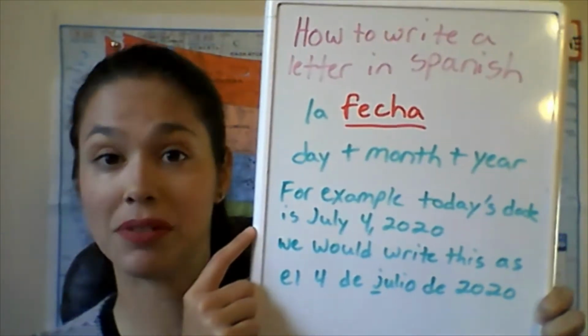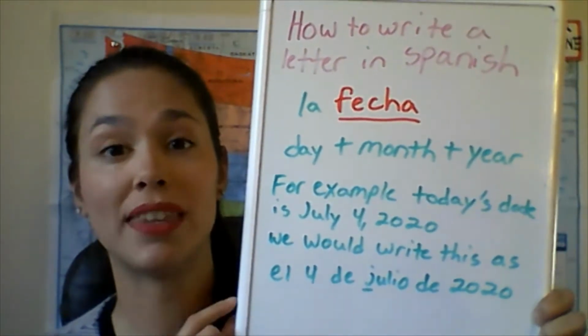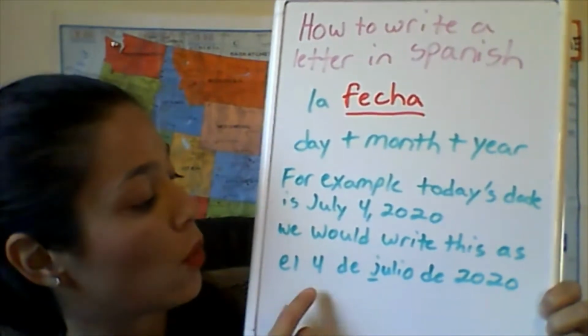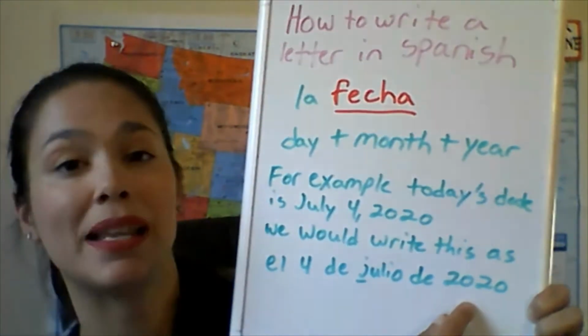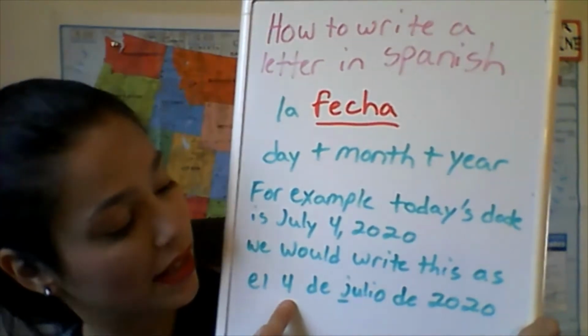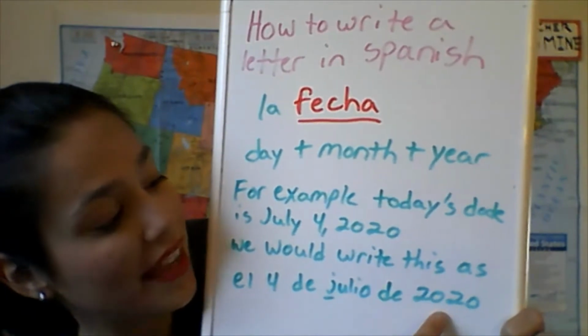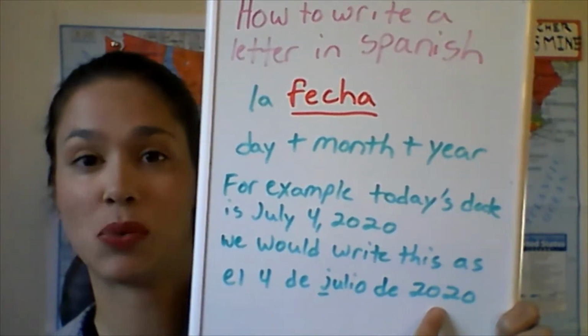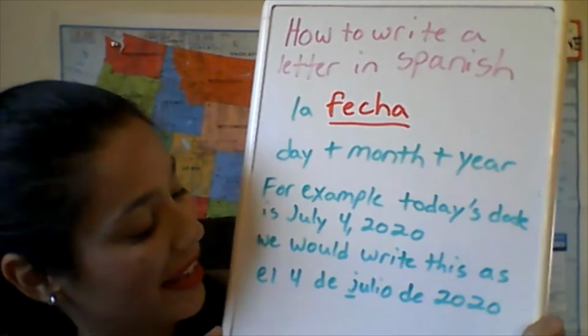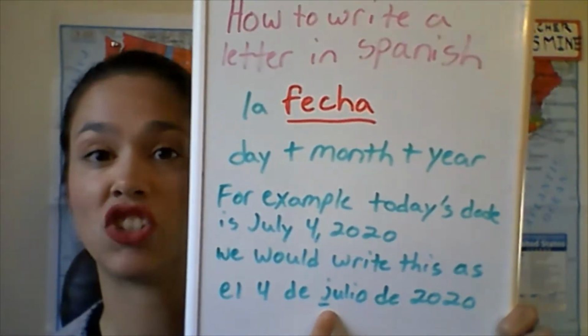So for example, today's date is July 4th, 2020. We would write this way. El 4 de julio de 2020. We would use the day of the month first, followed by the month, julio, July, and then finally the year, 2020. And you notice julio is spelled with a lowercase j. So in Spanish, the months are written in lowercase.